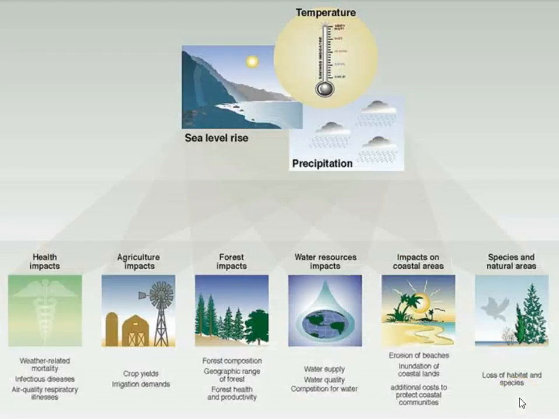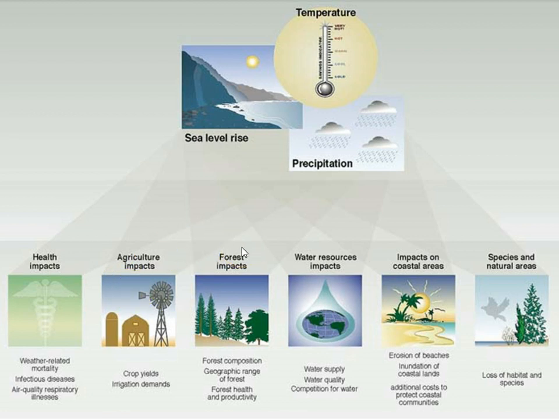Okay, now, this is just a nice little list of things that are going to happen. The temperature is going to increase, precipitation patterns are going to change, and sea level will rise. And frankly, sea level already is rising at a rate of about 3 millimeters per year, just as an aside. So what's going to happen? There's going to be health impacts, right? We already talked about agricultural impacts.